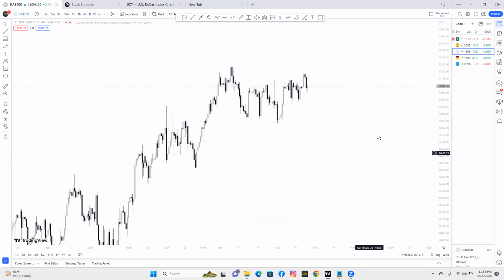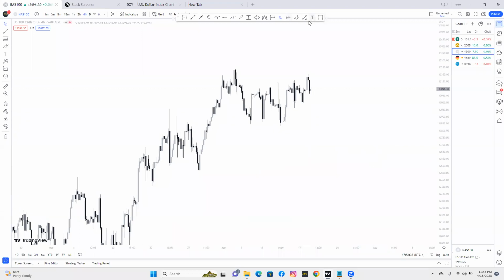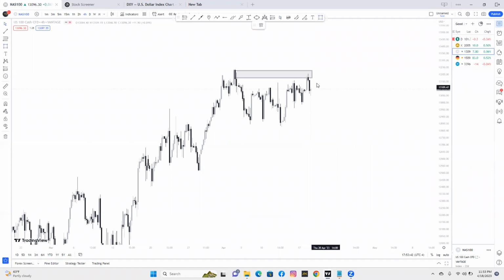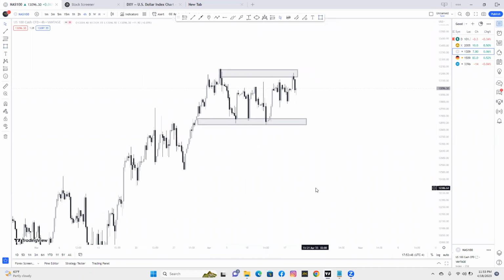Okay, the first pair we're going to look at is Nasdaq. As you can see, we had a possible high, which is the resistance of the market. And then the nearest one is there.